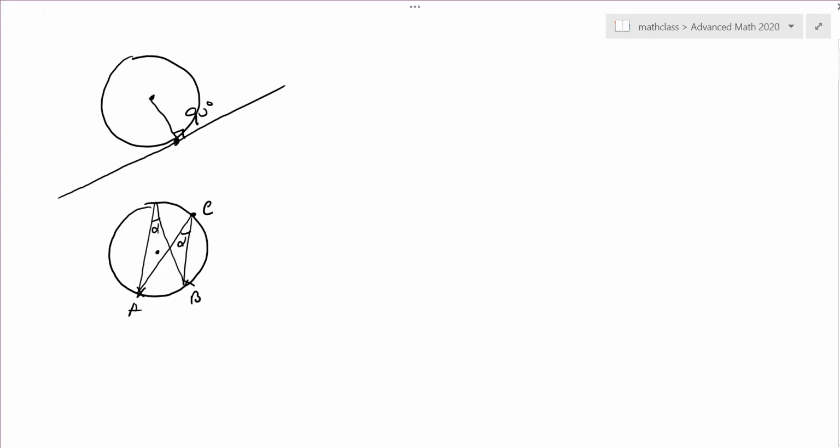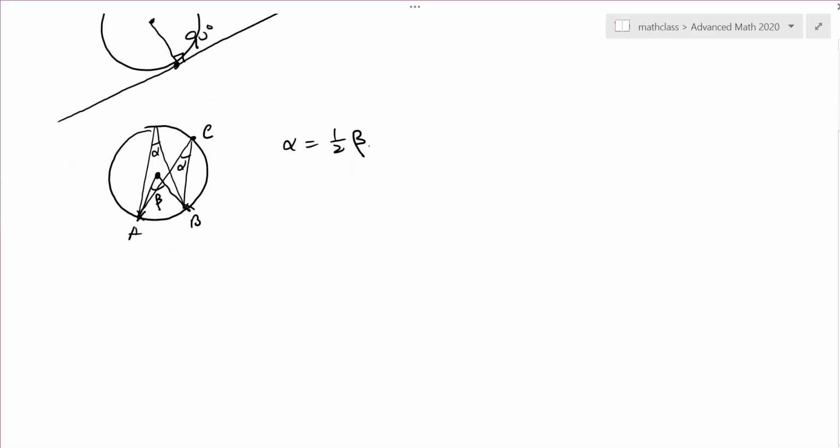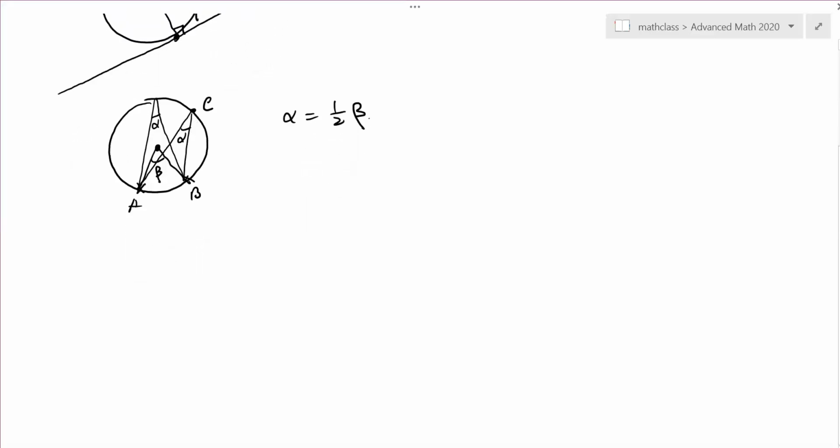And what is that alpha? If you connect to the center, alpha must be equal to half of beta. This is not easy to prove, but as long as you can show it's independent of the location of C, then alpha is going to be half of beta. It's a little easier to find out with a special case. You can show that alpha is going to be half of beta.